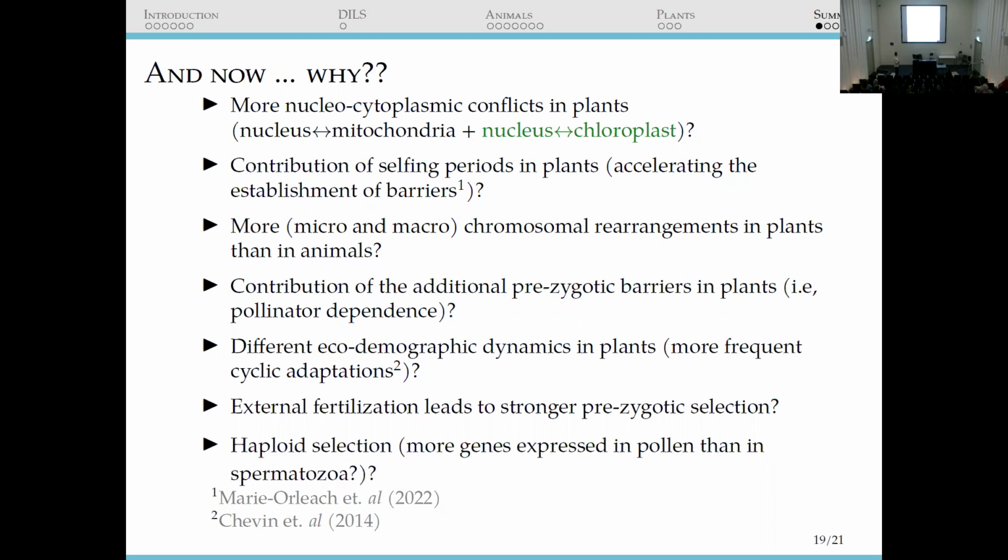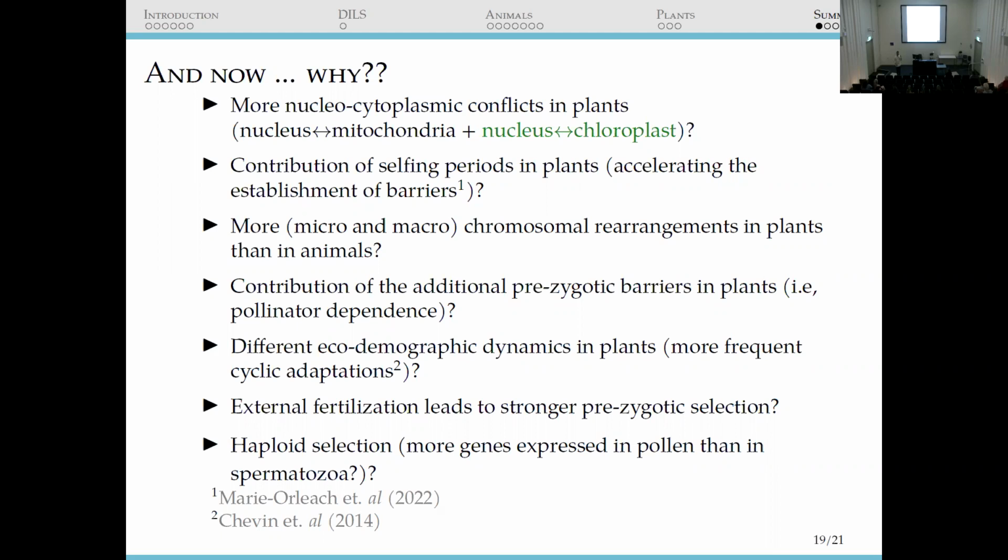And something that we are testing in the lab is haploid selection. Most of the barriers are recessive. It's something that we have deduced from Haldane's rule. In Haldane's rule, you know, it's when you have hybrids which are XY or ZW. So in this case, they have the heterogametic sex, so XY and ZW will have a reduced fitness compared to the homogametic sex. So basically, males in mammals have a lower fitness than females.